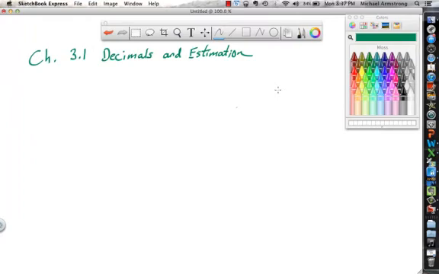Okay, here we go. Chapter 3.1, Decimals and Estimation. I have a feeling that this won't be too tough for you guys. You're ready for this stuff. This is similar to things that you've done last year, but we'll just jump right in.